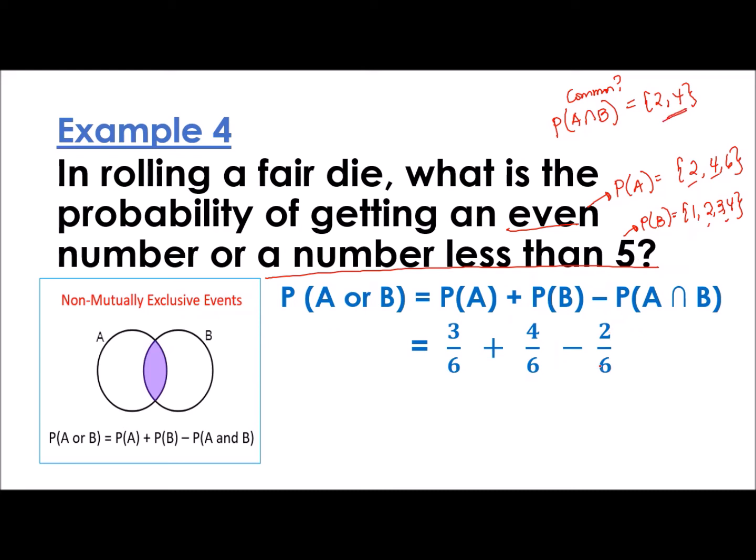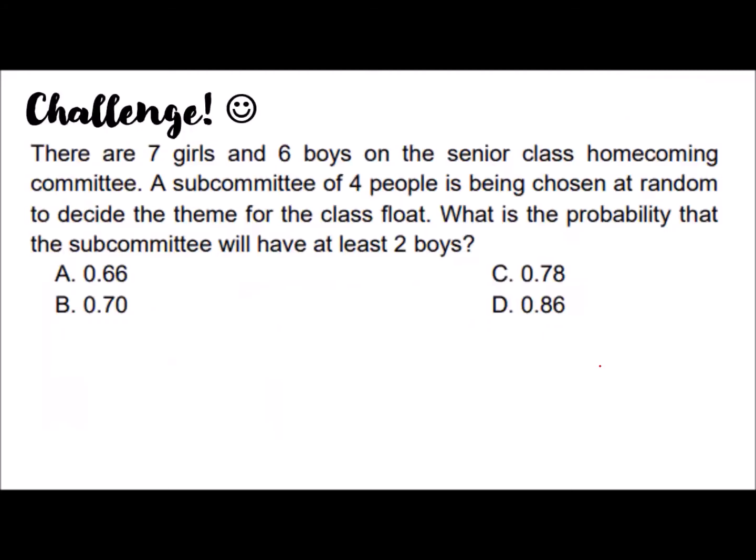Okay po? So, simplify mo lang din yan. 3 plus 4 is 7, minus 2 is 5. So, we will have 5 over 6. So this case is non-mutually exclusive events because we have common outcomes. Okay, I hope everything is clear with you.